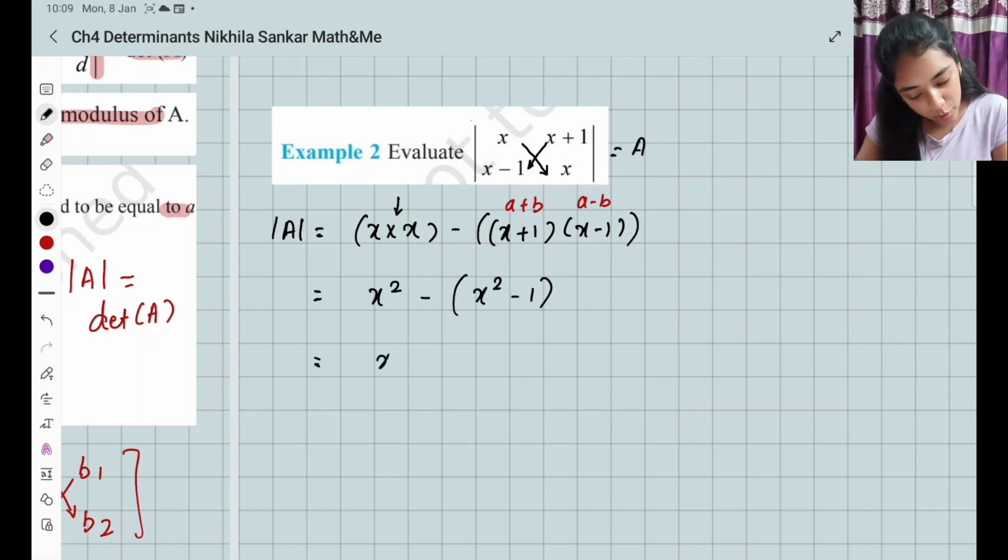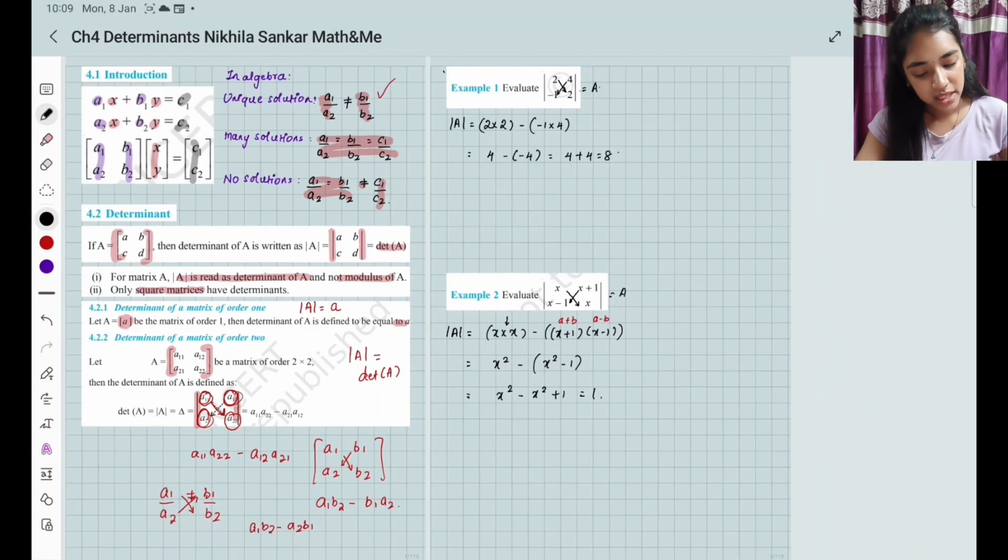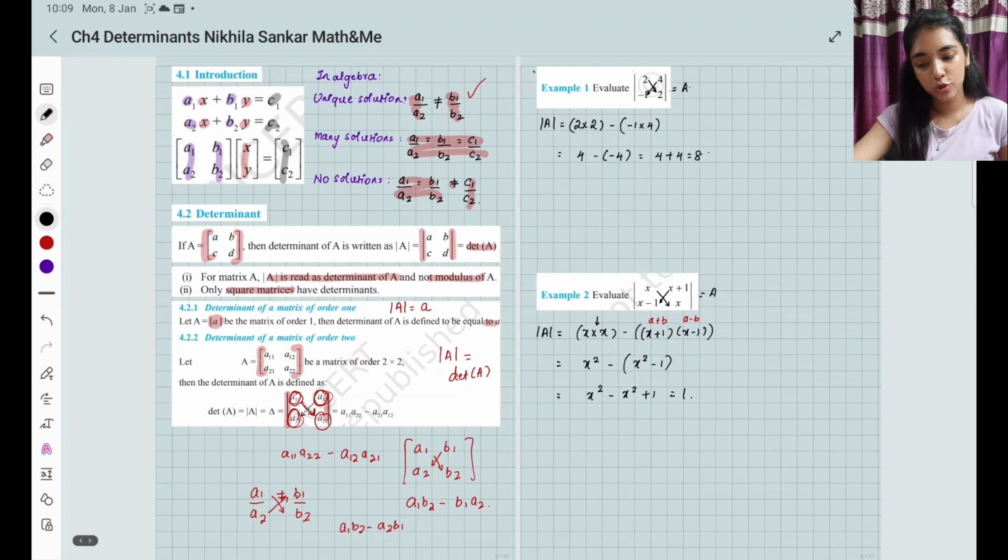Now I'm going to open the bracket. So I have x square minus x square plus 1. So this is going to be 1. Okay. Did you understand how to find the determinant of a 2 by 2 matrix?